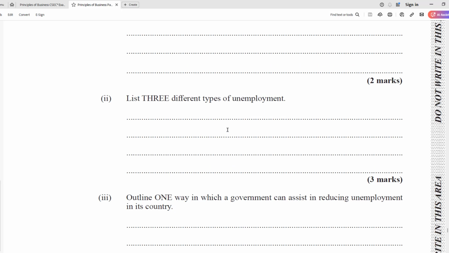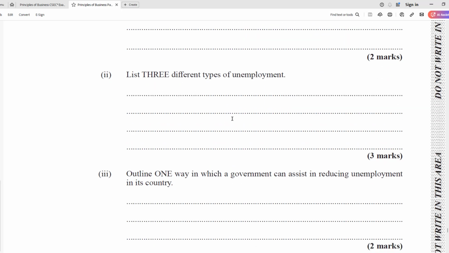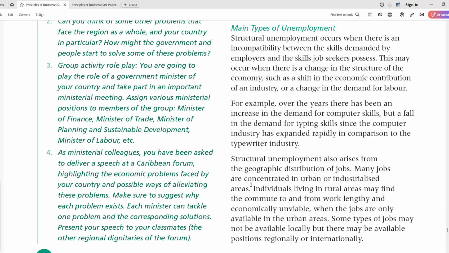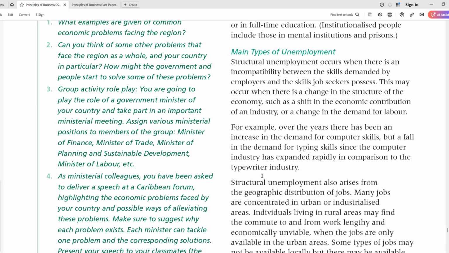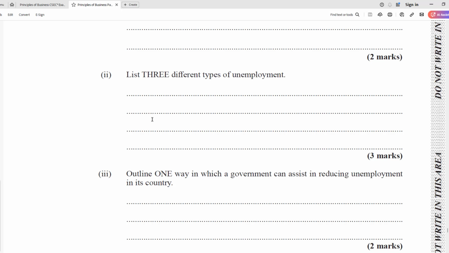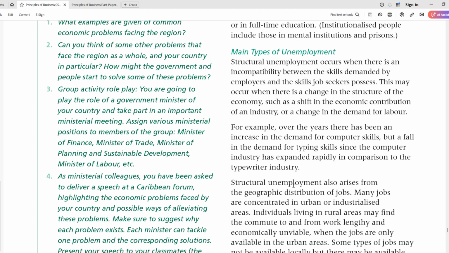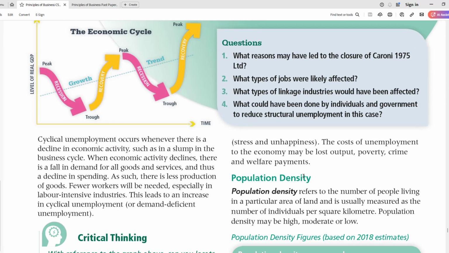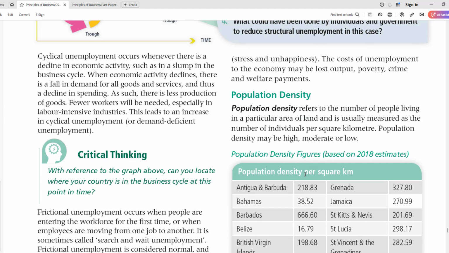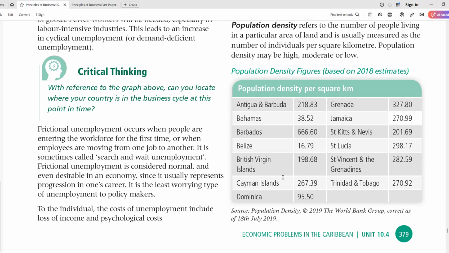Okay, part 2. List the different types of unemployment. Well, 3 different types of unemployment. So there are about 4 types of unemployment. You have your cyclical, you have your seasonal, you have your frictional, and you have your structural. If you go to your textbook, if you have it, page 378 outlines the different types of unemployment. Of course, they only ask us to list, so we don't have to outline or explain here. And of course, you can check the videos on the channel to go deeper into the types of unemployment.